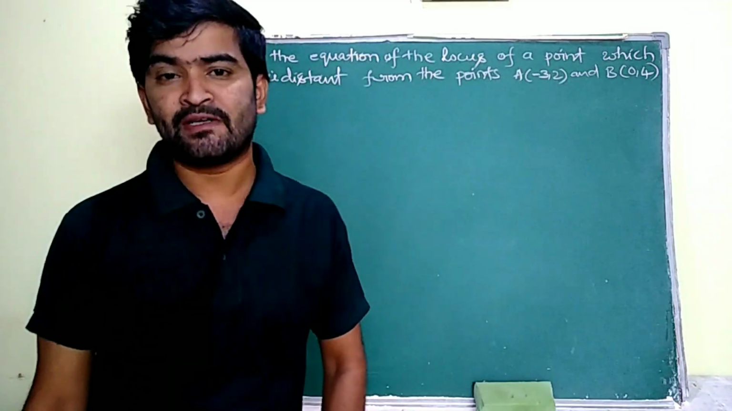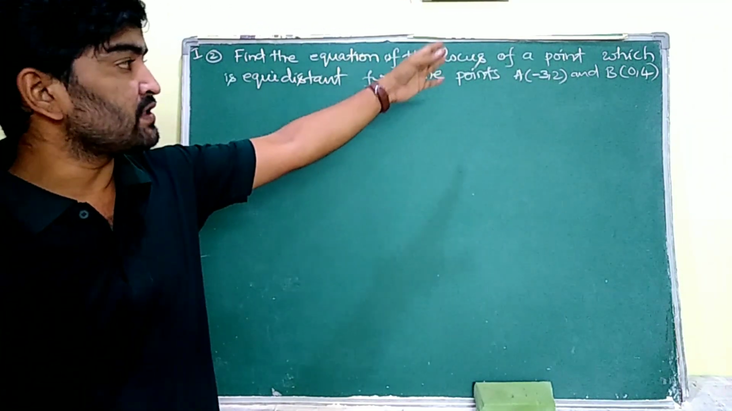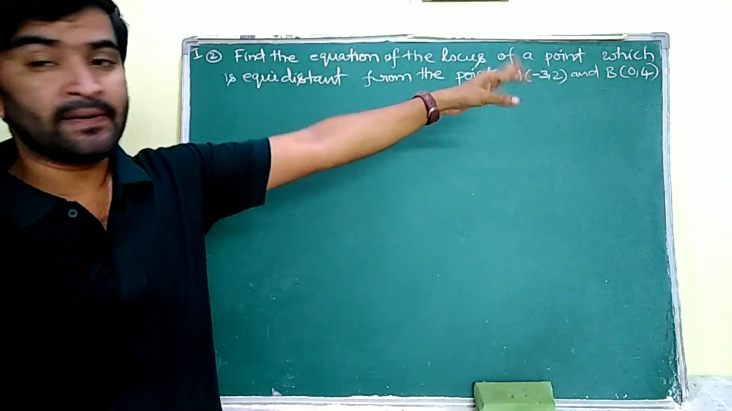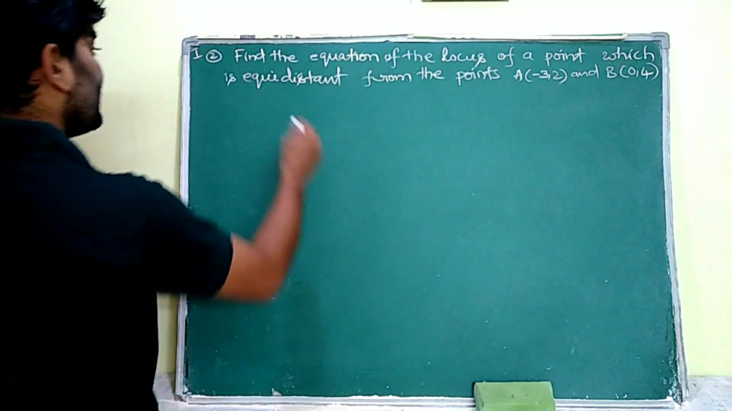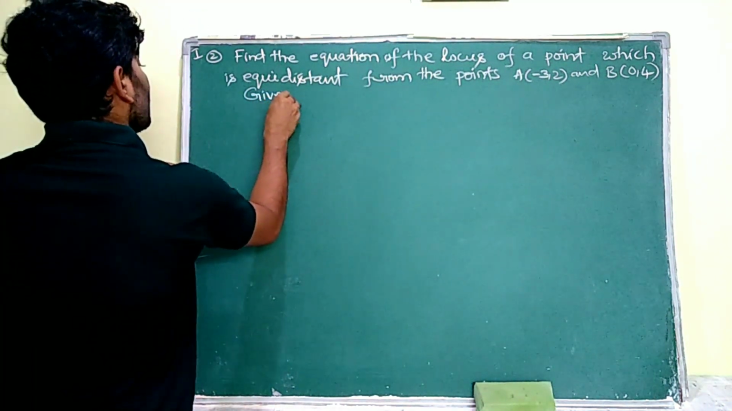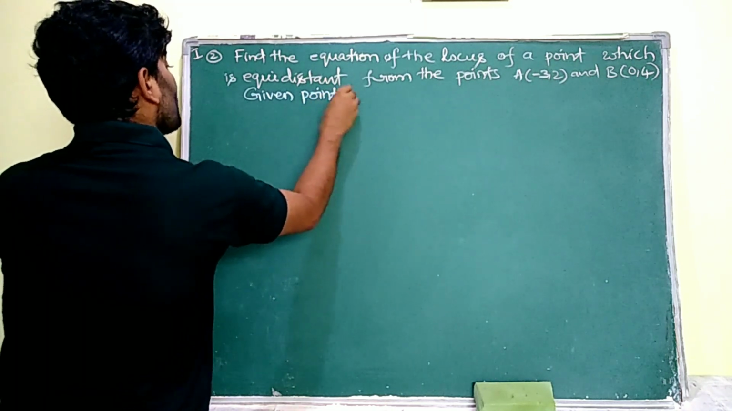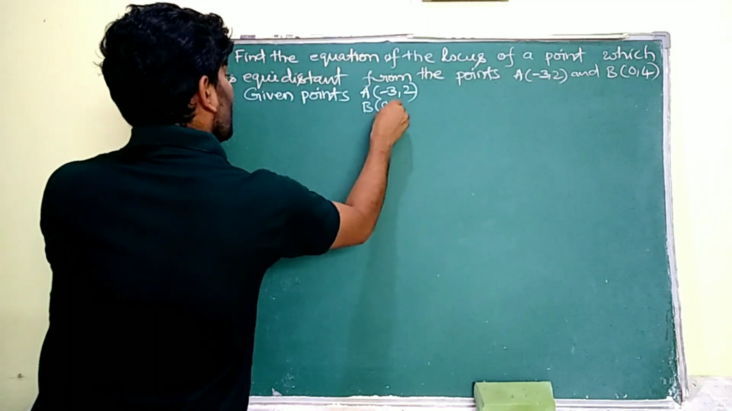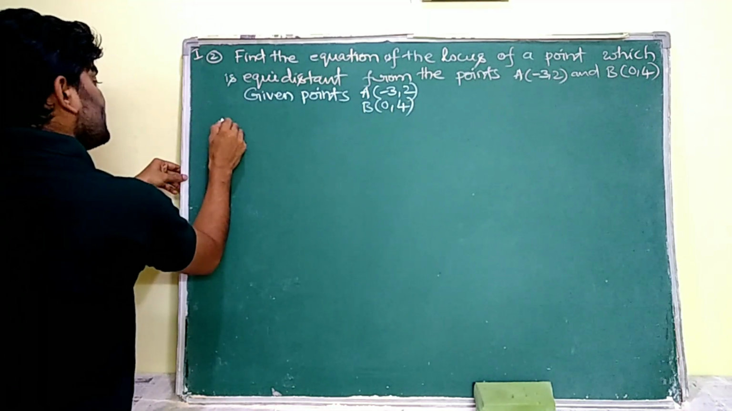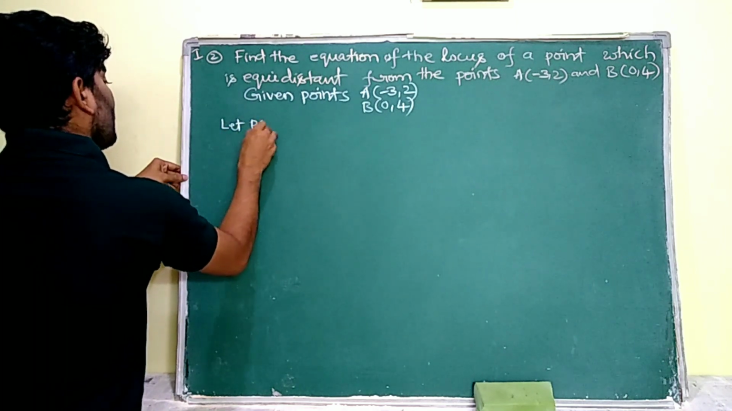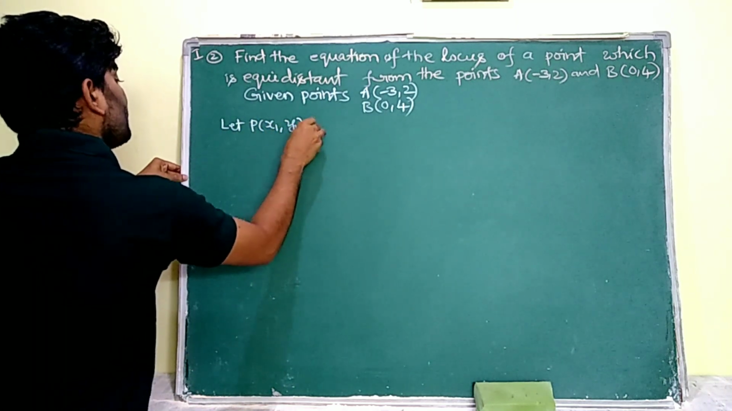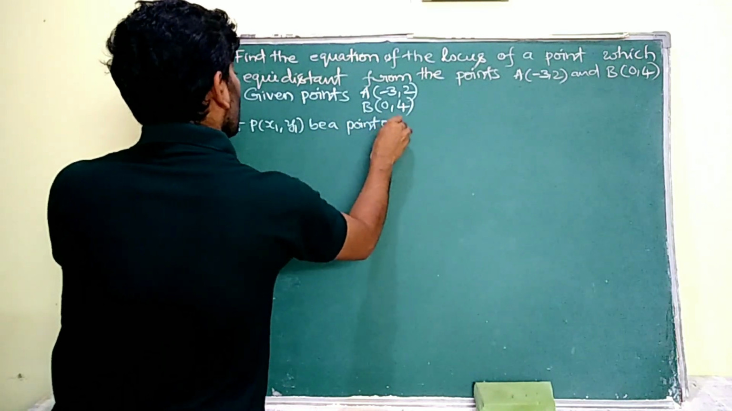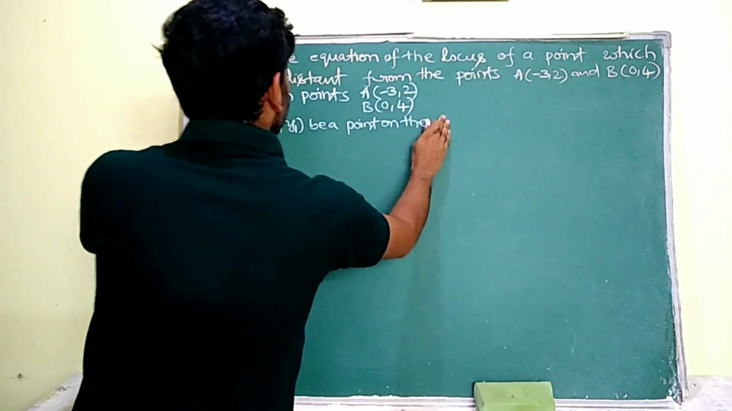Okay? See, second question. Find the equation of the locus of a point which is equidistant from the points A(-3, 2) and B(0, 4). Firstly, write the given points: A(-3, 2), B(0, 4). Now the next step is let P(x1, y1) be a point on the required locus.